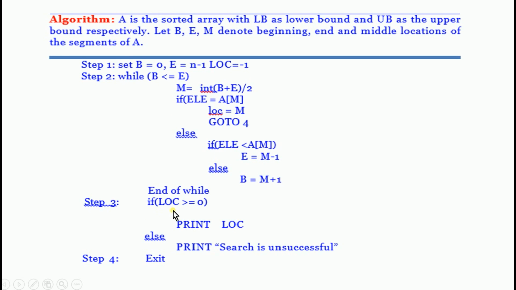At the end, if location LOC is greater than or equal to 0, that means if it is not equal to minus 1, that means we have found the location of the searching element. Otherwise, there is no searching element in the array. So if LOC is greater than or equal to 0, print LOC, else print search is unsuccessful. Here you can print LOC, search is successful. Even that way you can write.